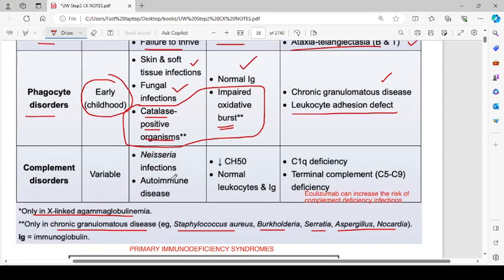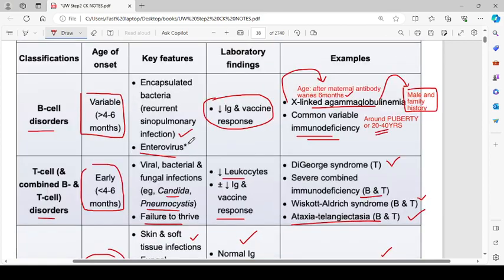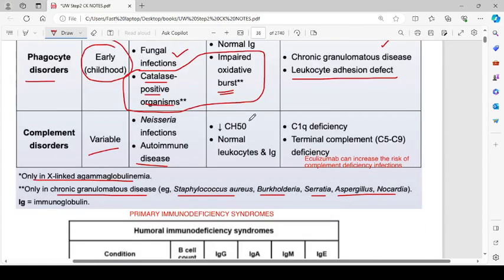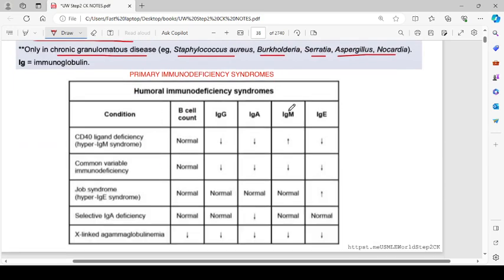Then we have complement disorders. The age of onset is variable. Neisseria infections and autoimmune disease can result in these children. And on laboratory, we find decreased CH50 and normal leukocytes and immunoglobulins. C1q deficiency, terminal complement C5 to C9 deficiency. For that, eculizumab can increase the risk of complement deficiency infection. Okay, I'm sorry. If we give eculizumab, which is a complement inhibitor, to these patients with complement disorders, that can increase the risk of complement deficiency infections. So we have seen this table before, right?